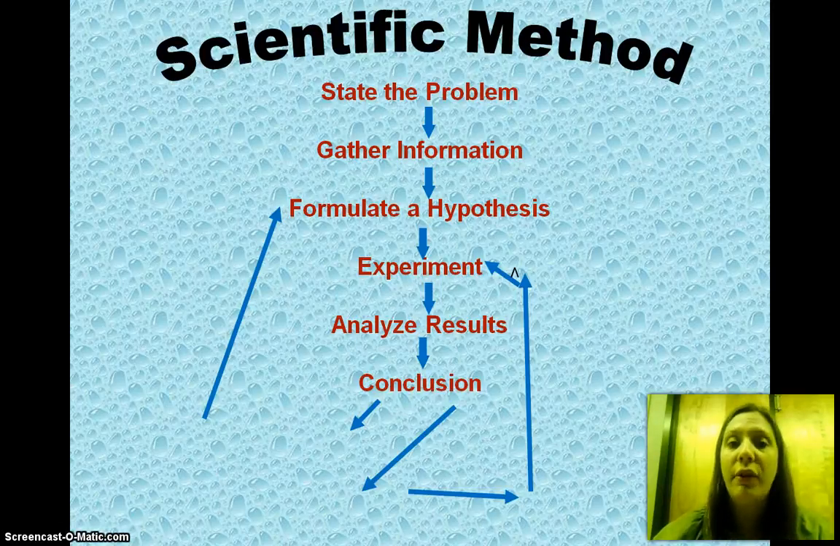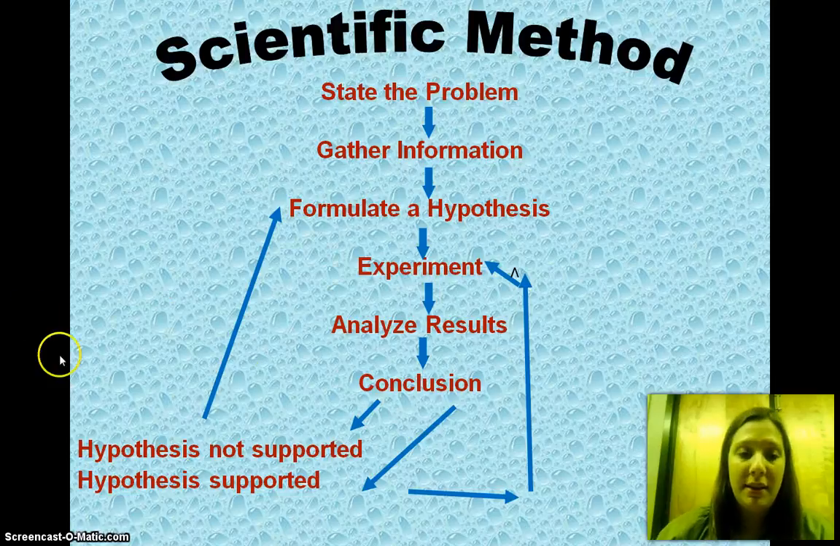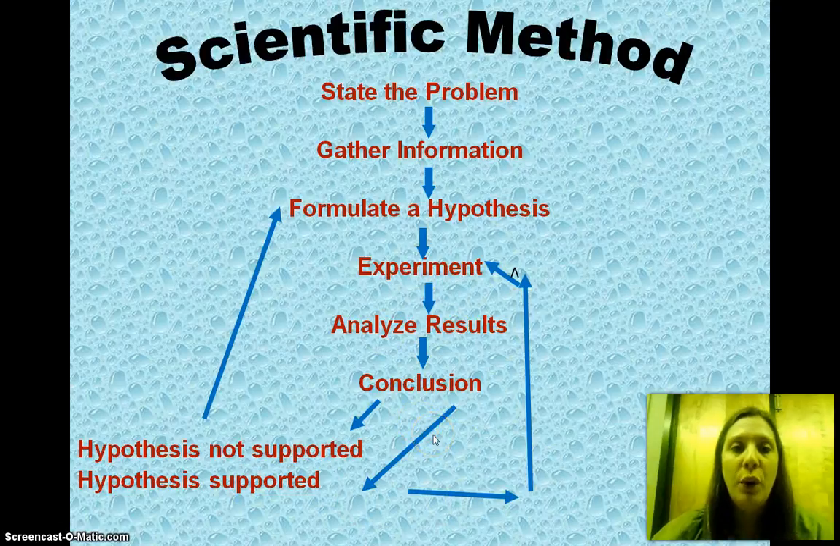The conclusion for any scientific experiment is either that your hypothesis is not supported or that your hypothesis is supported. So if your hypothesis is not supported, then you're going to go back and you're going to gather more information. You're going to come up with some new explanation. If your hypothesis is supported, then you'll go back and you'll repeat your experiment over and over, or you'll publish your results, and then some other scientists will repeat your experiment in order to confirm your conclusion.